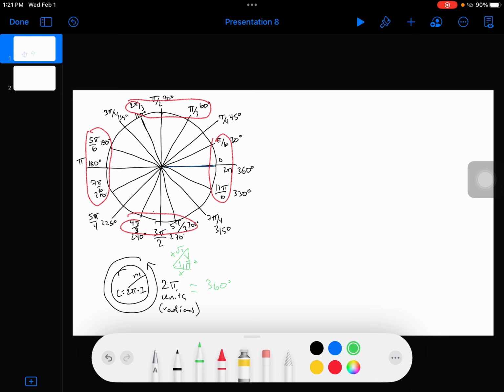I just got ahead of myself a little bit, I suppose. Let's take a step back from that one. Sorry about that. Got a little off track. Think about our 45 degrees. We want to know how many radians it is.